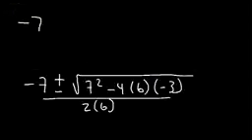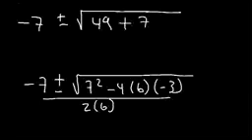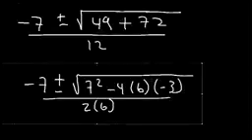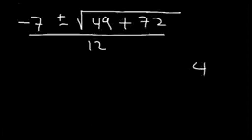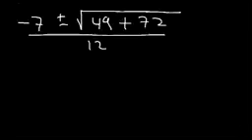7 squared is 49, and 6 times 4 is 24. 24 times 3: 20 times 3 is 60, 4 times 3 is 12, and 60 plus 12 is 72. So 24 times 3 is 72. And there are two negative signs, so it's going to be positive 72. 2 times 6 is 12. Now what's 49 plus 72? If we do it by hand, 2 plus 9 is 11. Carry over the 1. 4 and 1 is 5, plus 7 is 12. So we have 121 inside the radical.